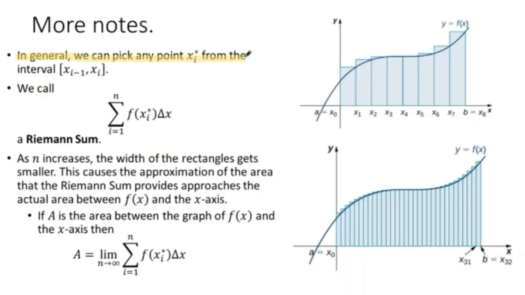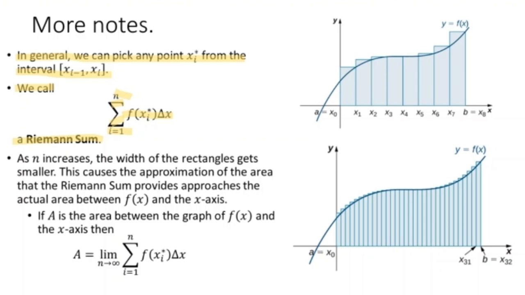In general, we can pick any point xi star from the interval x sub i minus 1 to x sub i. So we're not just limited to using the left endpoints or the right endpoints, nor does there have to be a systematic way of picking those points. We call the sum from i equals 1 to n of f of xi star times delta x a Riemann sum. The left endpoint approximation and the right endpoint approximation are all examples of Riemann sums. It's just that there we're being more systematic about the points we're using in each partition.